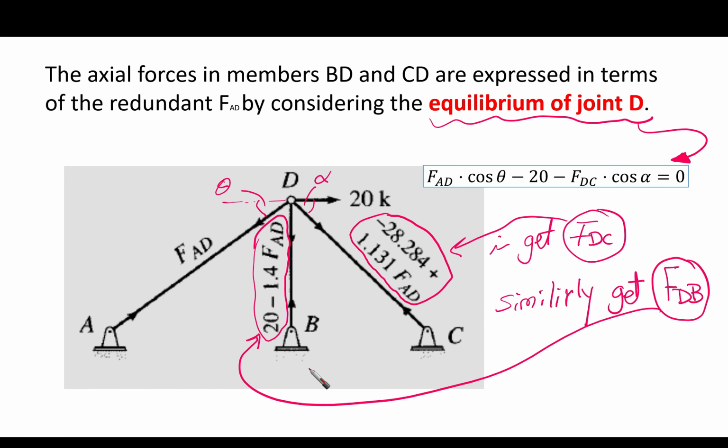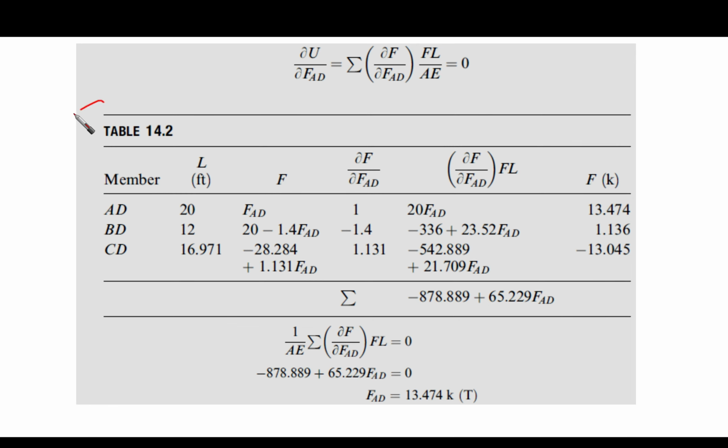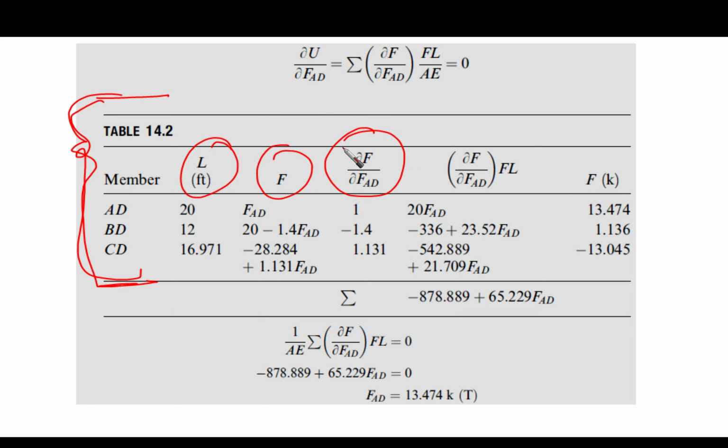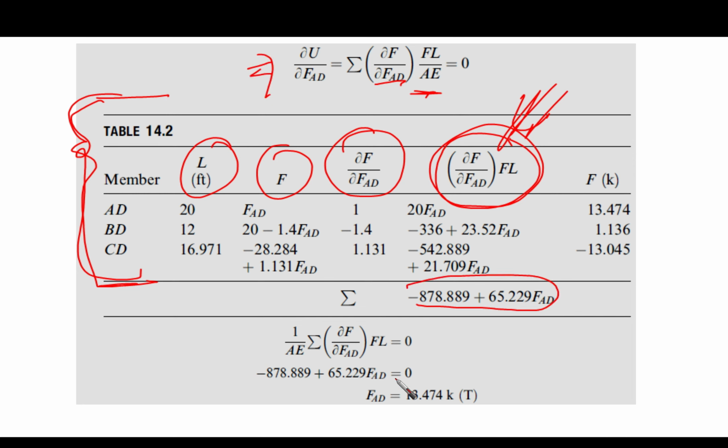As we have said, the best and most convenient way is to use a table. As you can see here, it makes it very easy to obtain the values for each term in our main equation, and then we can obtain the summation and substitute it in our main equation to obtain our FAD, our main redundant. Okay, I hope you understood it.